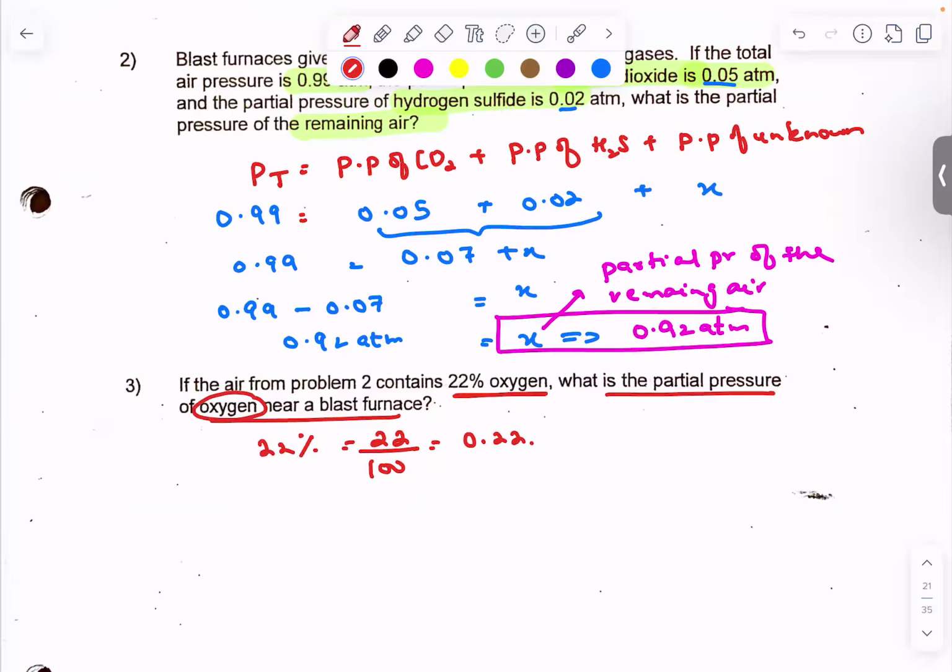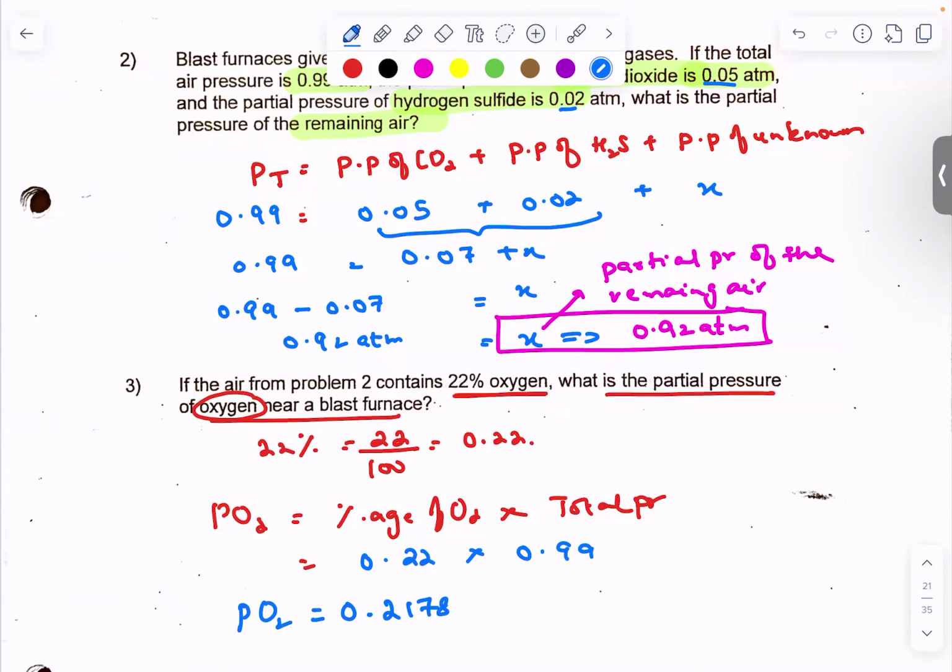Okay. So PO2 is equal to the percentage of oxygen times total pressure. What is the percentage of oxygen? 0.22? Yeah. 0.22 times 0.99. So 0.22 times 0.99 is 0.2178.